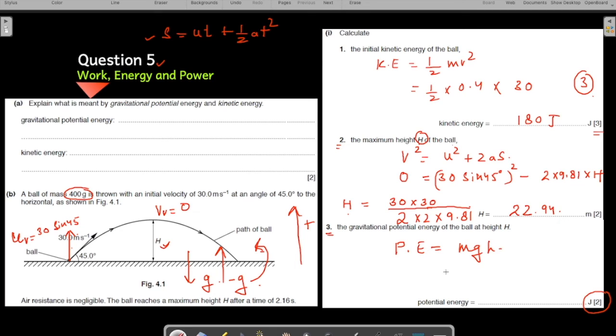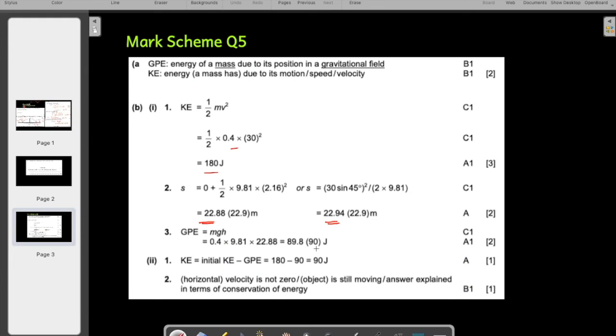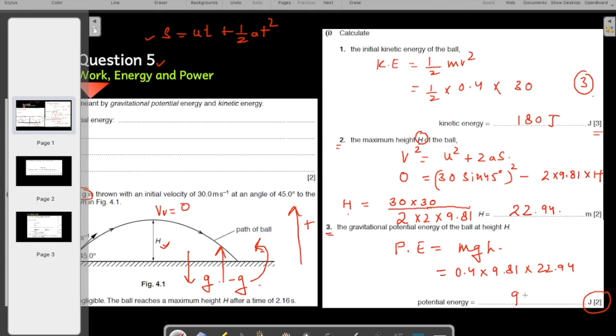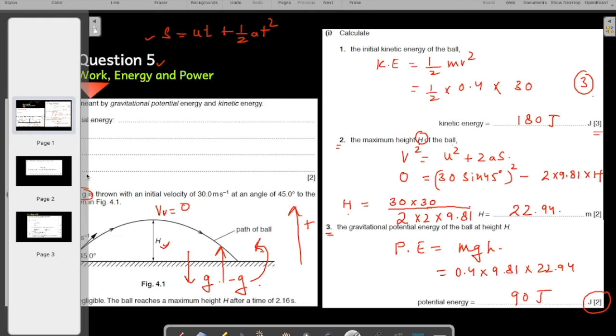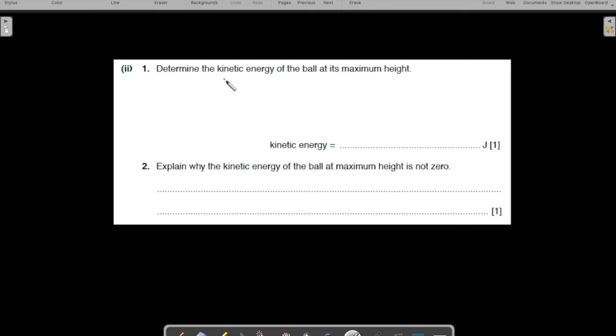mgh. What is the mass? 0.4. G is 9.81. Height you know already, 22.94. Work it out and see if you are getting this answer, which is around 90 joules or 89.8. Let me take it as 90. If you have any doubts so far, please do let me know in the comment box. I'm proceeding now with the second part of the question, which is on the second screen.